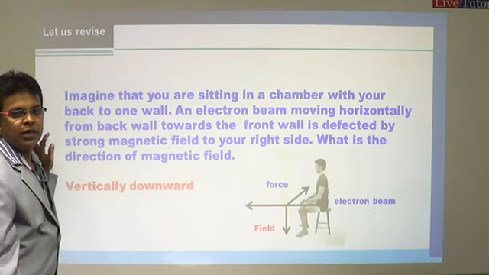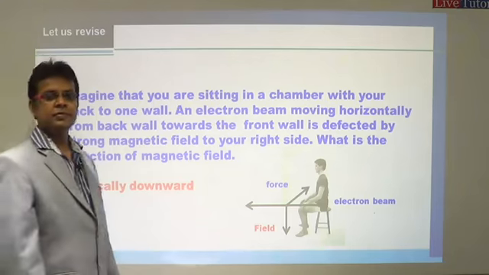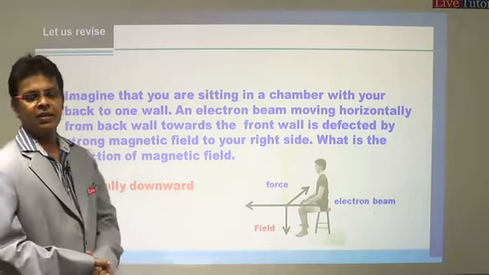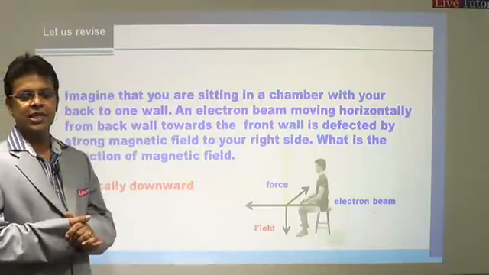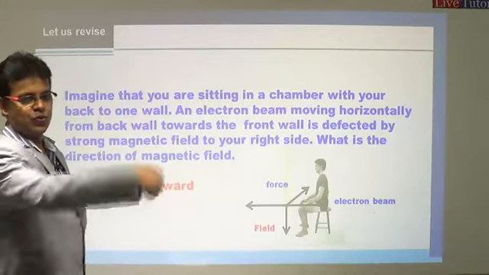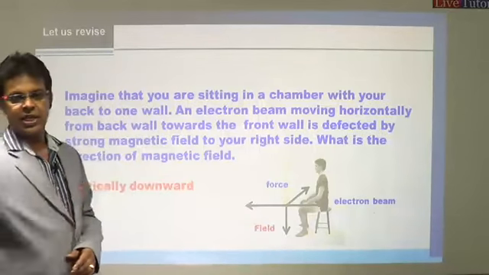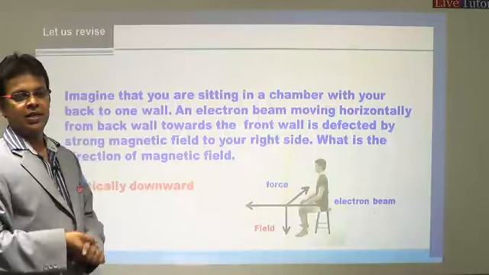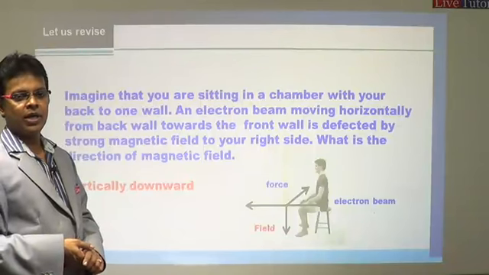So, how will you find out? How will you keep your left hand? Tell me. Fleming's left hand rule only. The answer is vertically downward. I have given the answer. How will you keep your hand? The electron is moving from back to front, through your stomach, for example. After that, it is getting deflected to your right hand side. The direction of force is given. You know the direction of current. Now tell me, how will you keep your left hand?